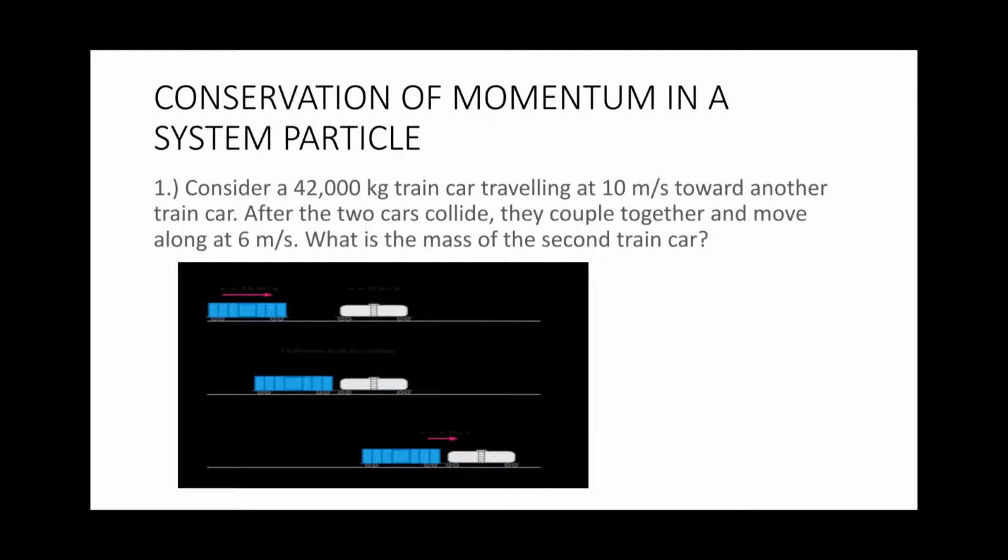Let's have an example for conservation of momentum. Question number 1. Consider a 42,000 kilogram train car traveling at 10 meters per second towards another train car. After the two cars collide, they couple together and move along at 6 meters per second. What is the mass of the second train car? I'm sorry because the image is not readable. I'll just explain it later.